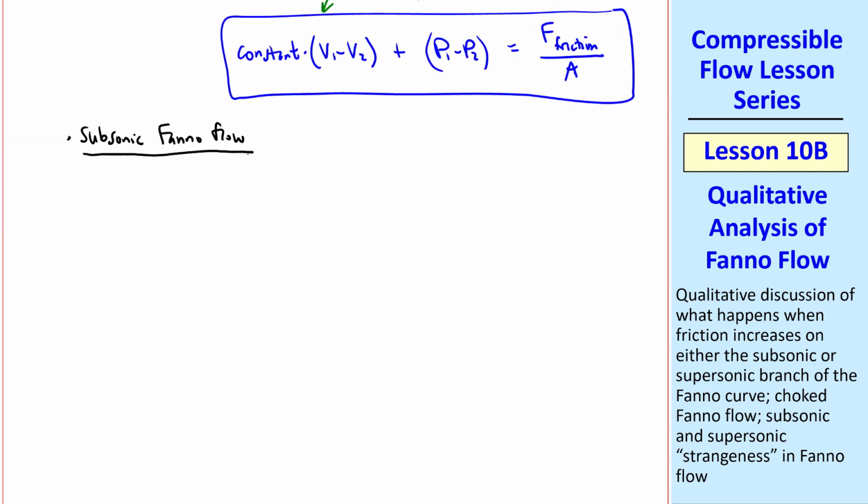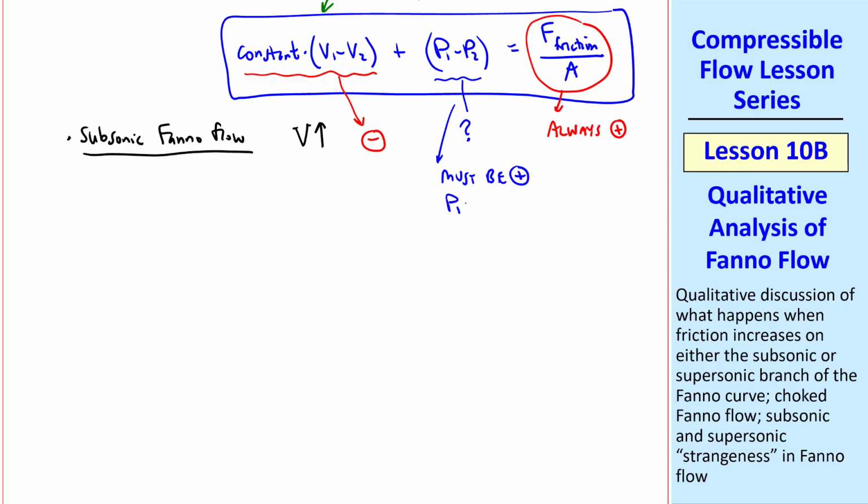For subsonic Fanno flow, recall from our table that V goes up, so this term must be negative. The term on the right is always positive because you can't have a negative friction force, and we've defined it in the proper direction. So what does that do with the pressure? Well, if this term is negative and this term is positive, this term must be positive. Therefore, P1 is greater than P2, or P goes down.